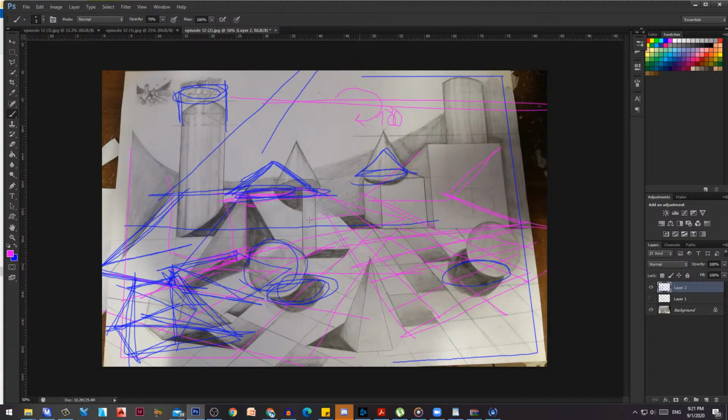Flat Earth theory. Okay, very good, very good.